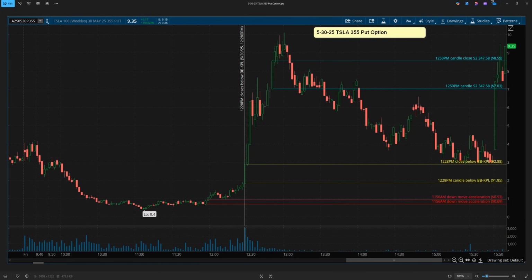At that time, the 355 put option was anywhere from 69 cents to 93 cents, depending on where you got in there. If you were going for the aggressive play, going for the more standard acceleration and close below the bull bear key price level, that happened at 12:28 p.m. and the entry would have been anywhere from 185 to 288.